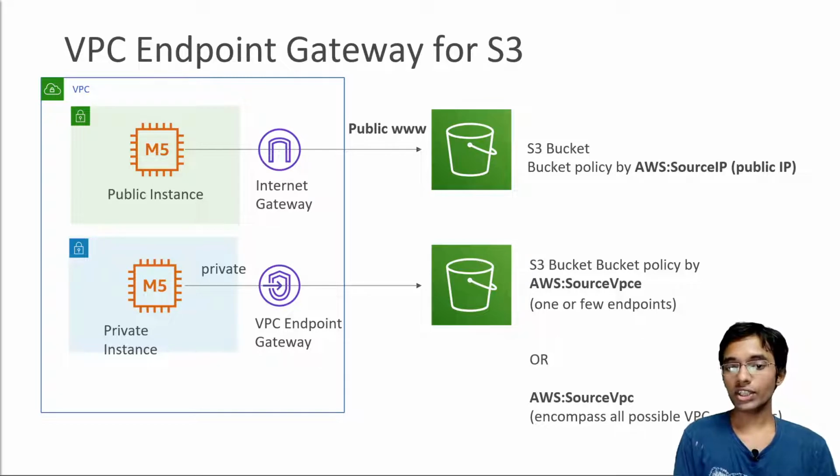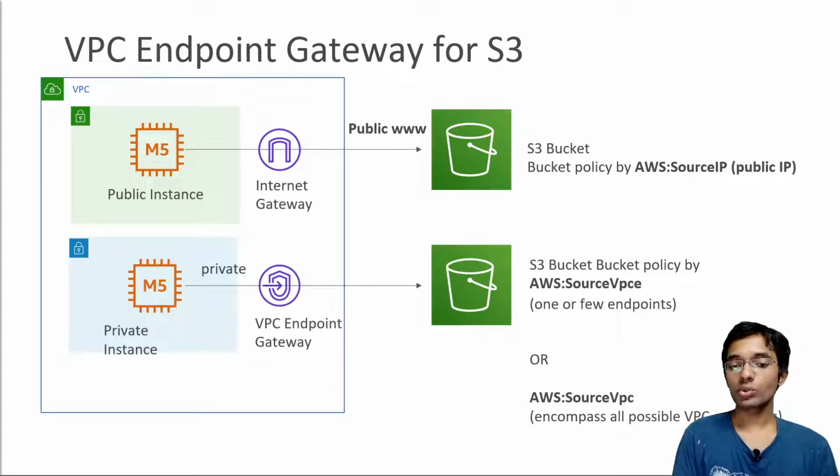Now the S3 bucket can have a bucket policy, and we can have a condition for the bucket policy by using something like the AWS source IP, and this must be a public IP or an Elastic IP, which are public, by the way. So that's option 1.